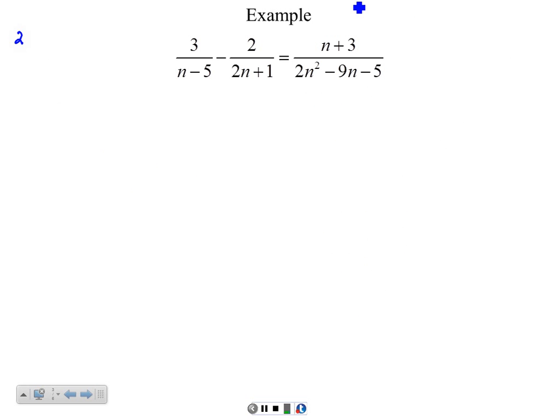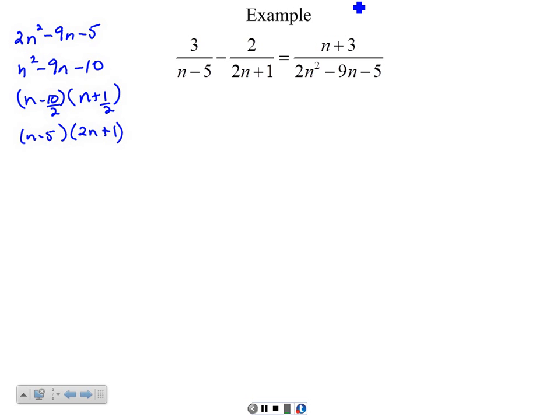So I'm going to multiply the 2 times the 5. So 2 times 5 is 10. So we'll have n squared minus 9n minus 10. And when I factor this, I'm going to have n minus 10 and n plus 1. And then I'll divide that 2 back out. And so I'll have n minus 5 and 2n plus 1.